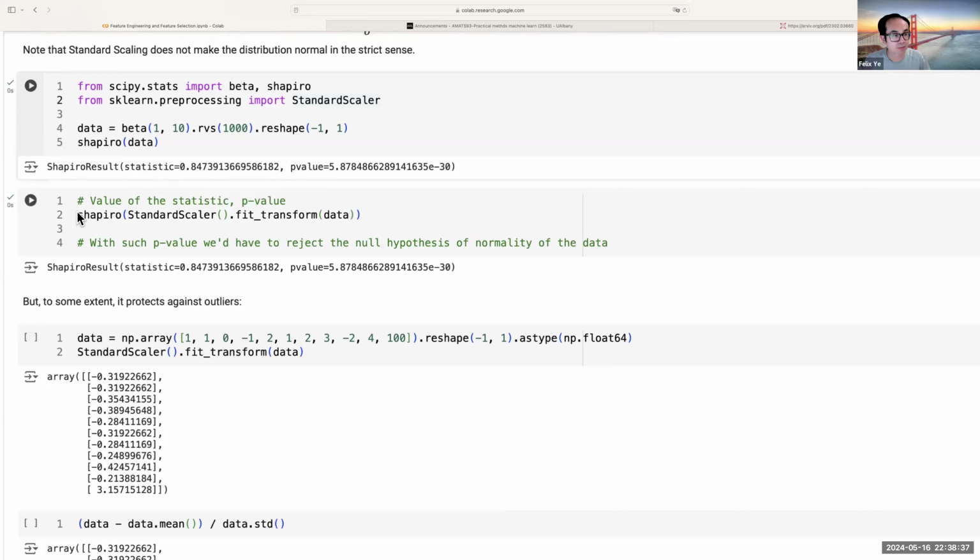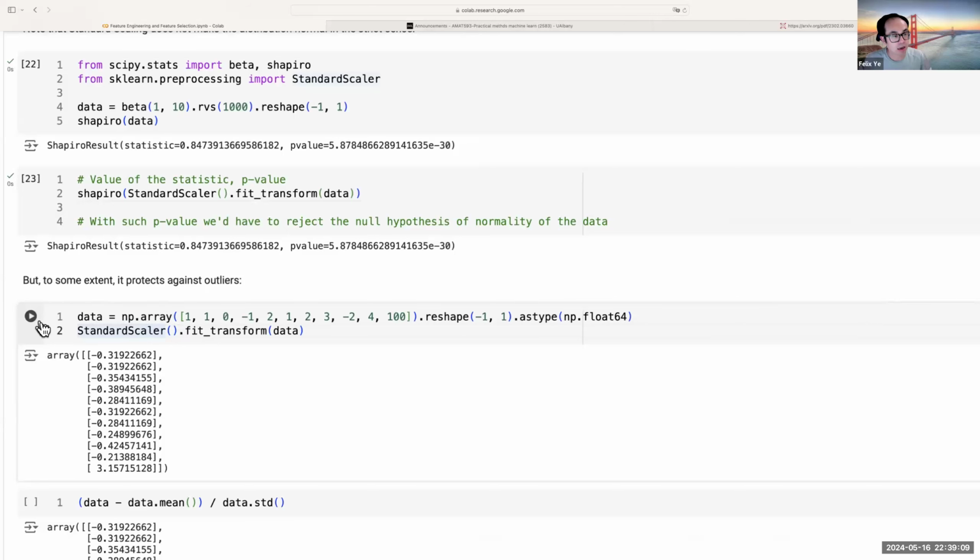So we can reject the null hypothesis of the normality of the data. Basically, we can do this as a pipeline. Step one will be the standard scaler, which is my Z transformation. The second step is that I'm going to apply this Shapiro test. All right.